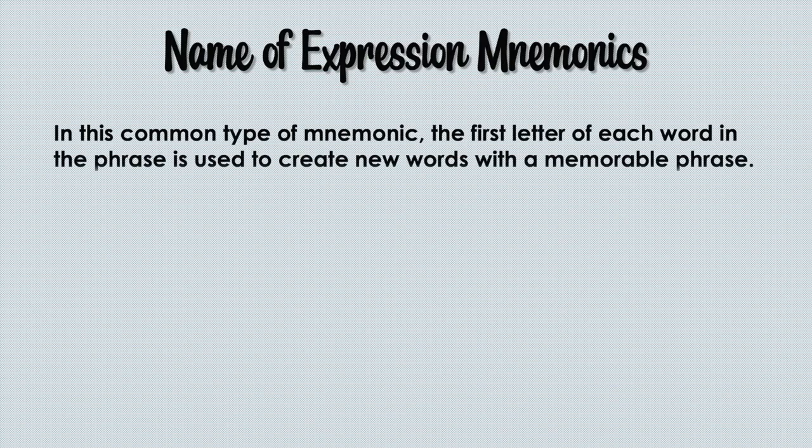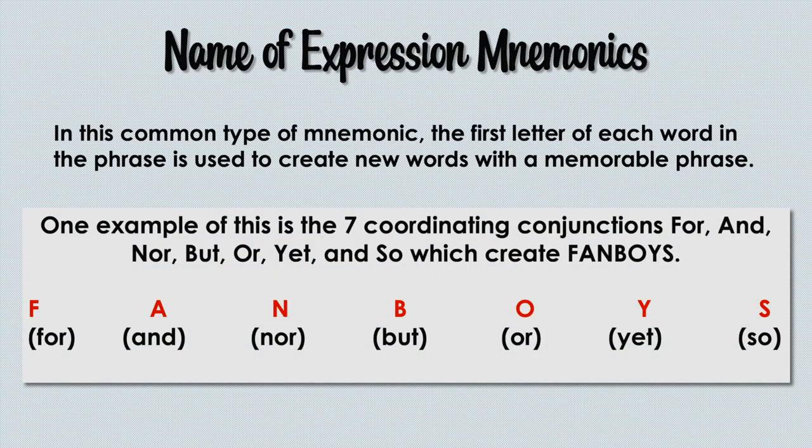Let's take a look at the next mnemonic device, name of expression mnemonics. In this common type of mnemonic, the first letter of each word in the phrase is used to create new words with a memorable phrase. One example of this is the 7 coordinating conjunctions for, and, nor, but, or, yet, and so, which create FANBOYS. F is for, A is for and, N is for nor, B is for but, O is for or, Y is for yet, and S is for so.